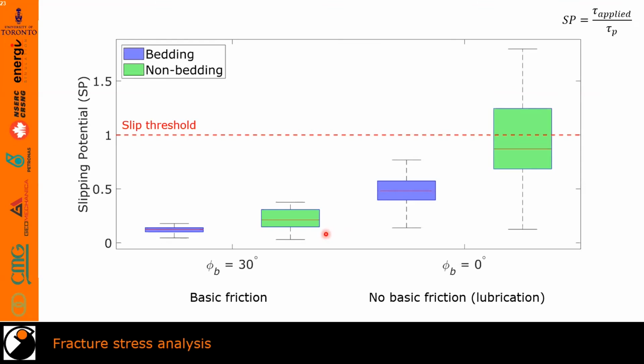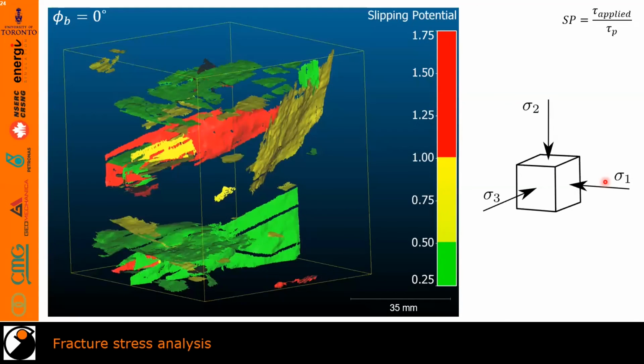Now we can simulate lubrication along the surfaces by setting the basic friction angle to 0. This increases the slipping potential of some of the fractures to slightly greater than 1, meaning that they will likely slip. Here is a schematic showing the fractures indicating slip in red. There are also several fractures with slipping potentials that show that they are likely to slip with extra stress perturbations, and this is shown in yellow.